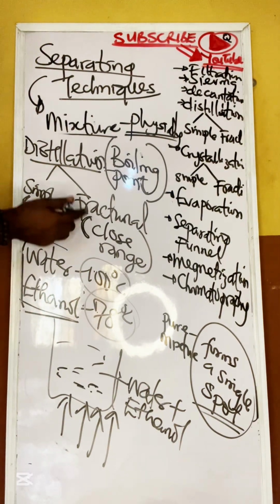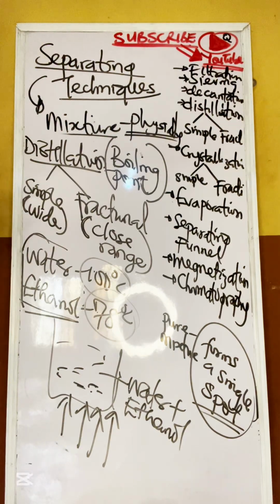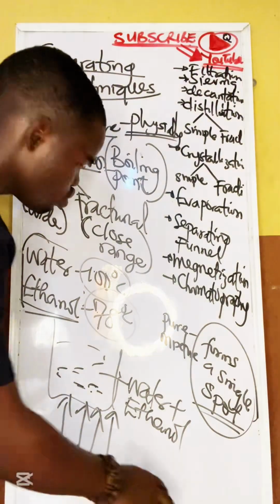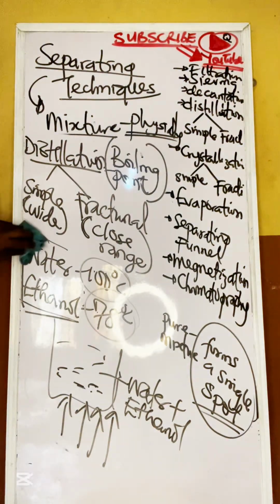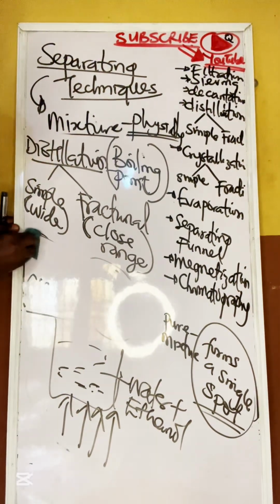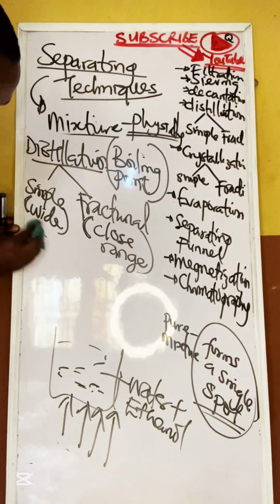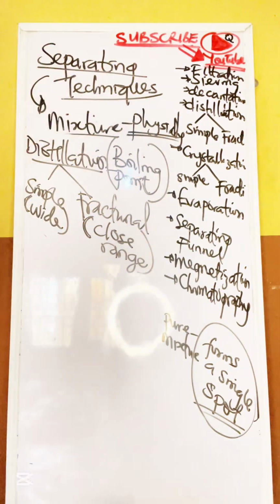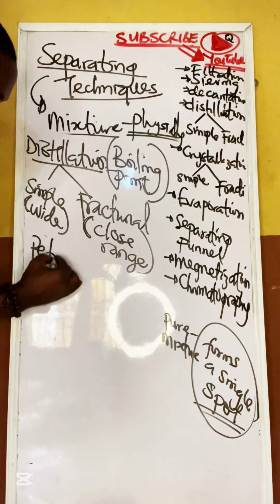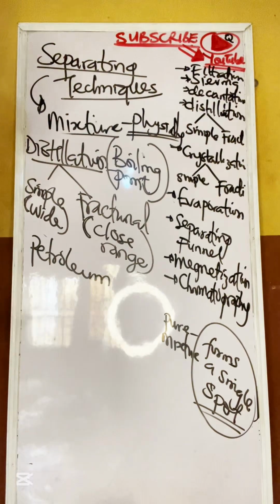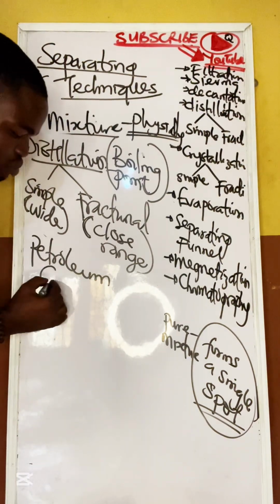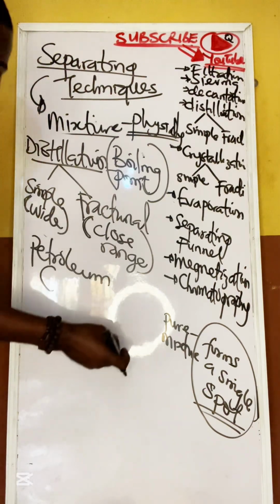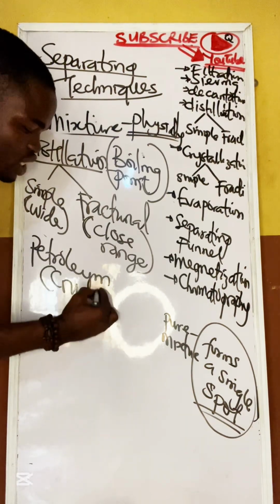Now, for fractional distillation, you should know this because it's a very important topic in chemistry, and that is fractional distillation of crude oil. Petroleum is not the same thing as petrol. Petrol is one of the products of petroleum. Petroleum is the same thing as crude oil.